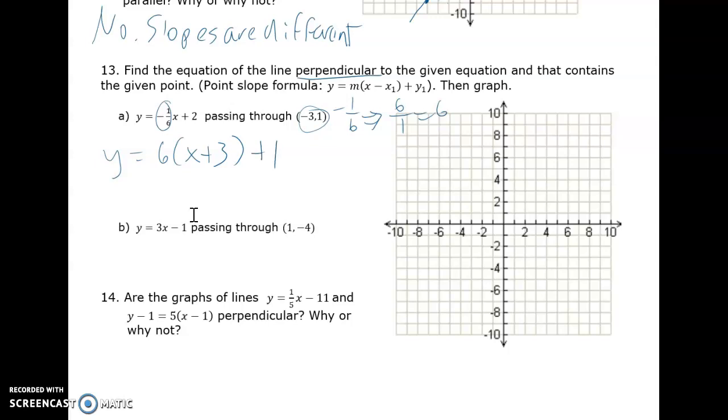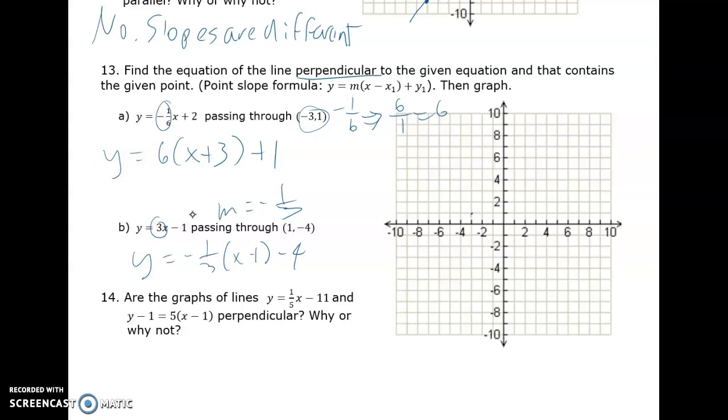Okay. For our equation on the second one, you find the slope, it's 3. The opposite reciprocal of 3 is -1/3. That's what our new slope is. So I'm going to do the same situation. Y equals -1/3 times x minus 1, minus 4. Okay? So each one of these graphs can be done the same way.